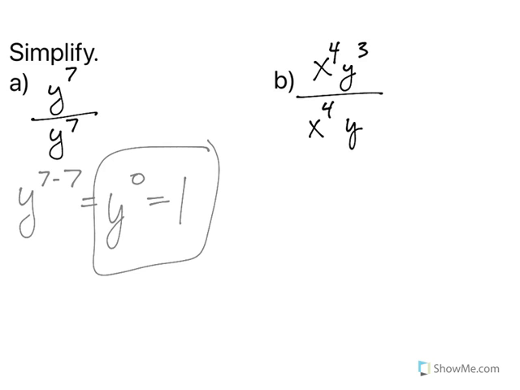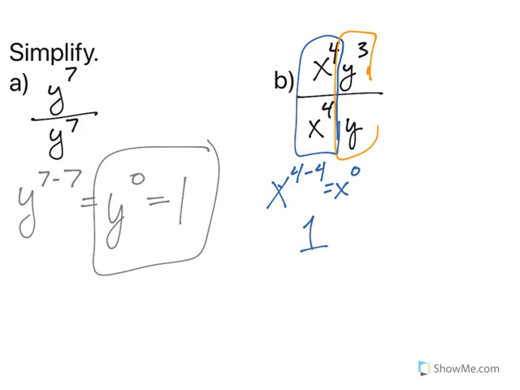In letter B, now I have a product in the numerator, a product in the denominator. I need to simplify by base, right? So first, let's look at our x's. I have x to the 4th over x to the 4th. So 4 minus 4 gives me x to the 0. I know that's just 1.